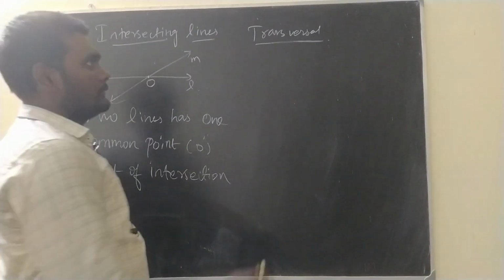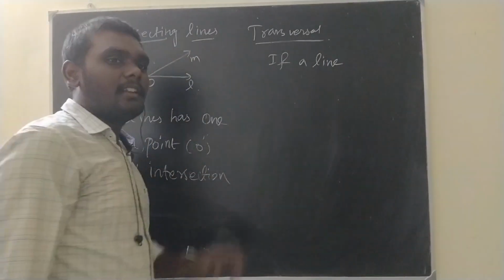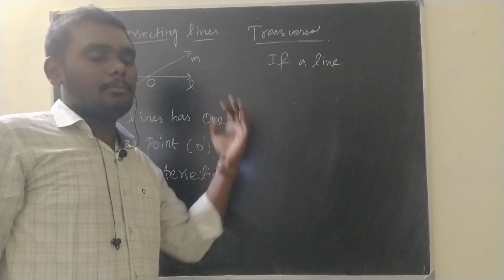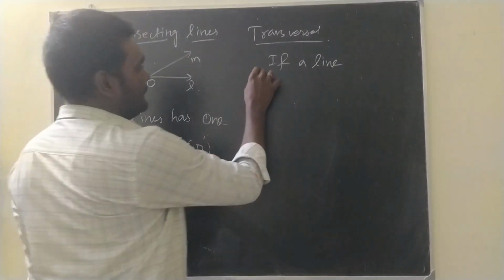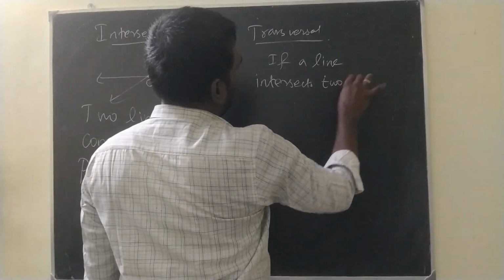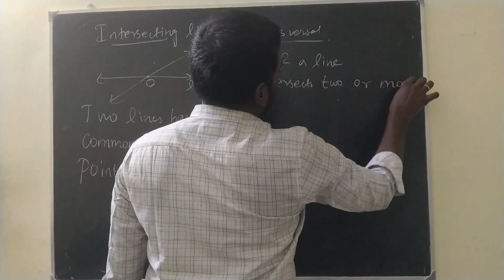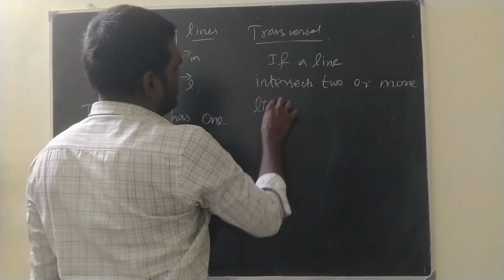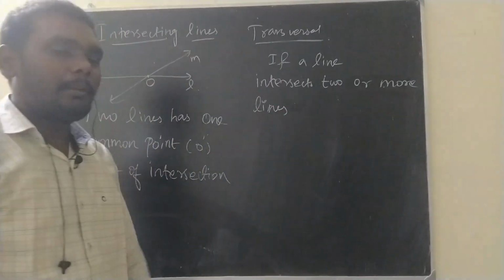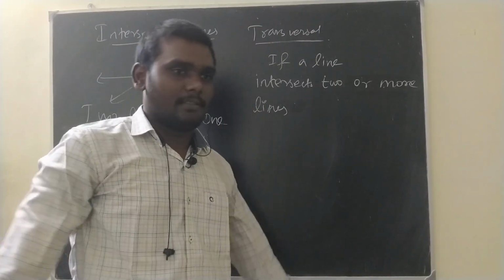If a line intersects two or more lines, then that particular line which intersects more lines is called a transversal.